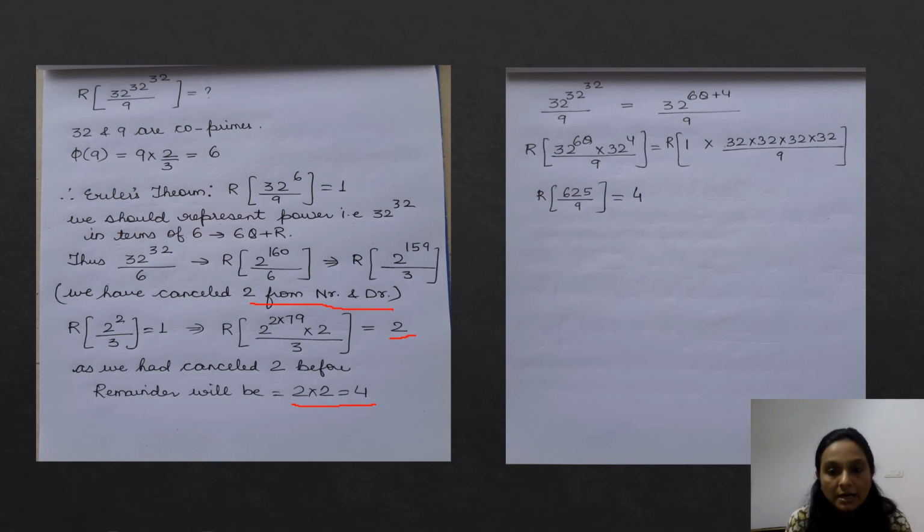Now remainder 32 to the power 6q into 32 to the power 4 when divided by 9. The first, 32 power 6q, will give you 1. The second is 32 power 4. Let's do the calculation manually and then find out. So you will see remainder is 4. So here the answer would be 4.